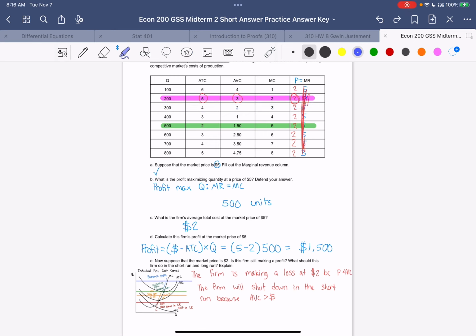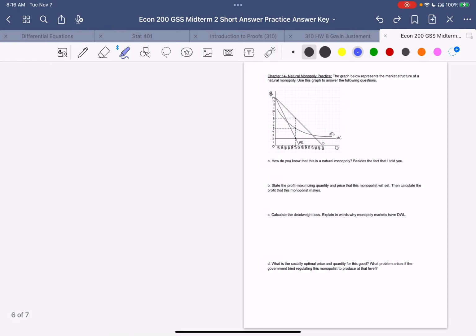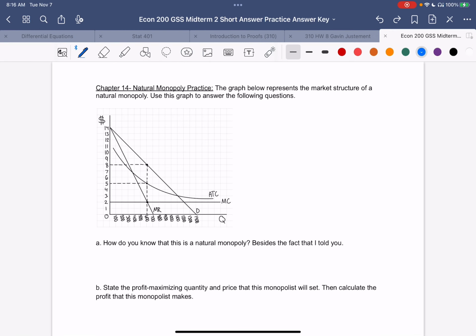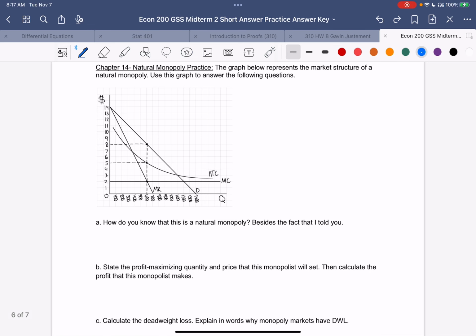All right, so now we're going to move on to natural monopoly. The graph below represents a market structure of a natural monopoly. Use this graph to answer the following questions. How do you know that this is a natural monopoly? Besides the fact that I told you.